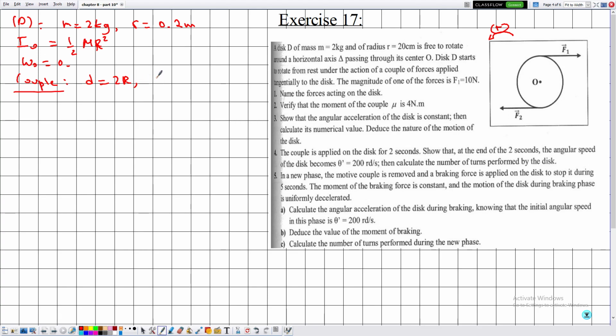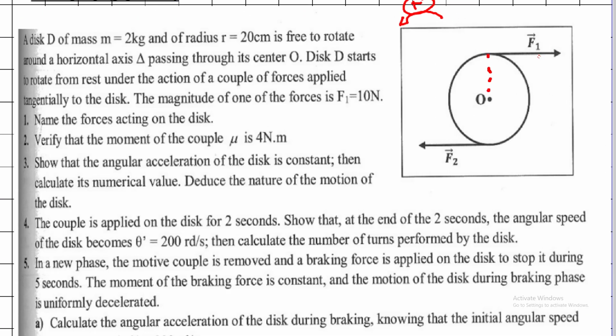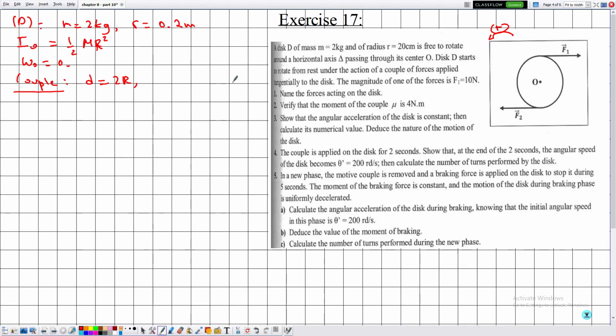And here recall that whenever we are interested in the couple, we calculate the distance between the points of application of the forces, because we are calculating the moment of a couple, not the distance between the point of application of F1 and the axis of rotation. And in this case, we have that F1 is equal to F2 is equal to F, which is equal to 10 newtons.